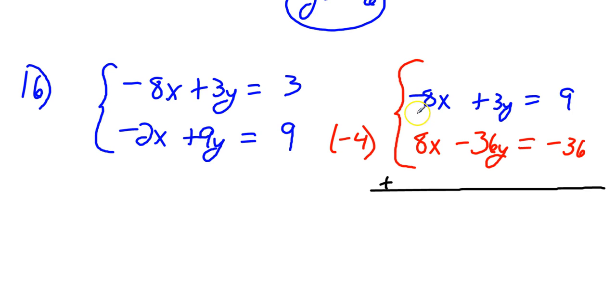Okay, so you've got -8 plus 8. That is 0. That's what we want. That's gone. You've got 3 minus 36. That's a -33y. 9 minus 36 is -27.